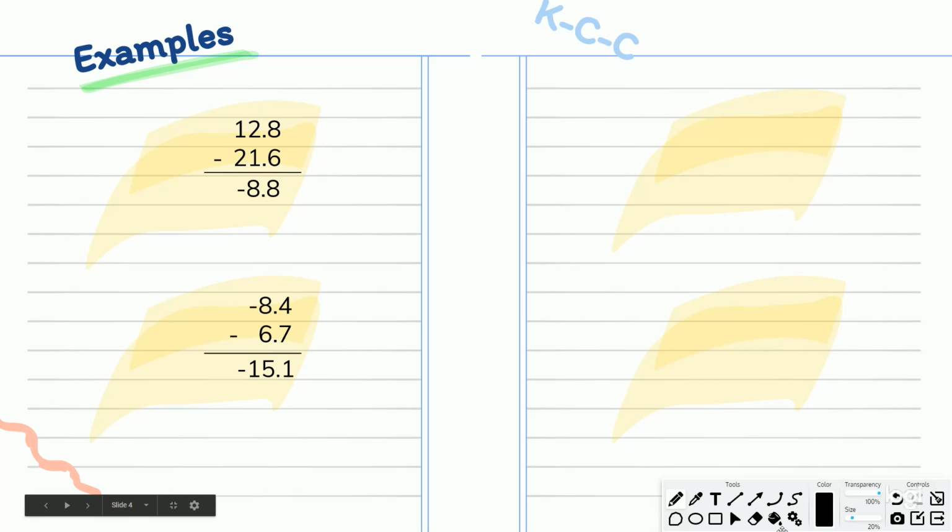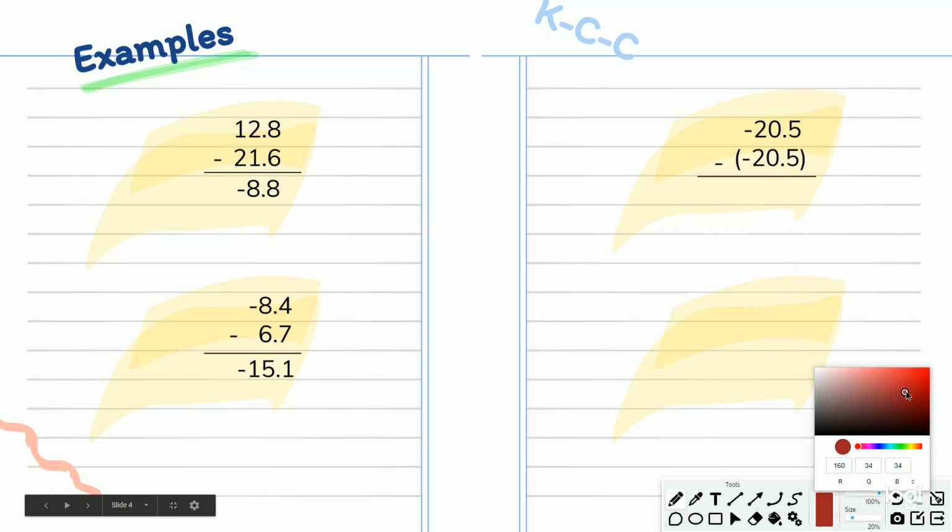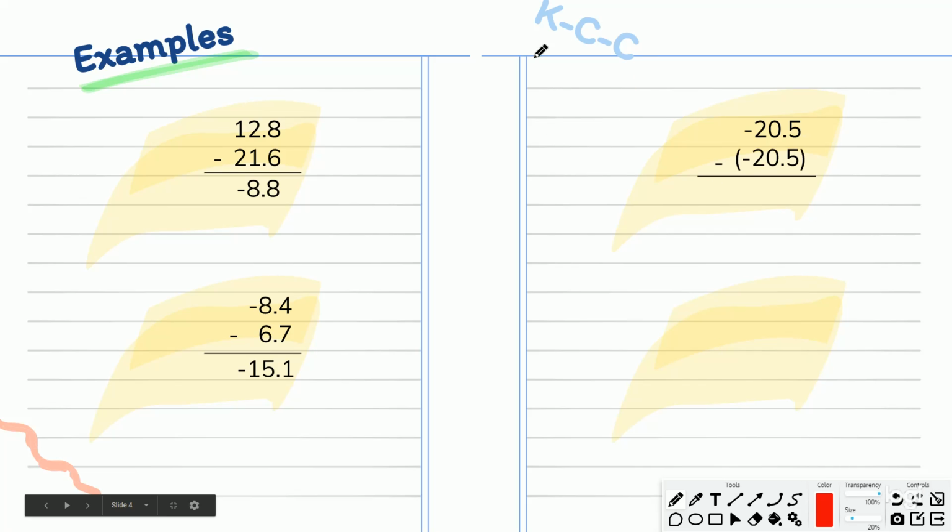The next problem I have is negative 20.5 minus negative 20.5. So again, I need to follow my keep, change rules. So I'm going to keep my first number, negative 20.5, change my minus to a plus, change my negative 20.5 to a positive 20.5. And then I need to think, are my signs the same or are they different? And my signs are different.